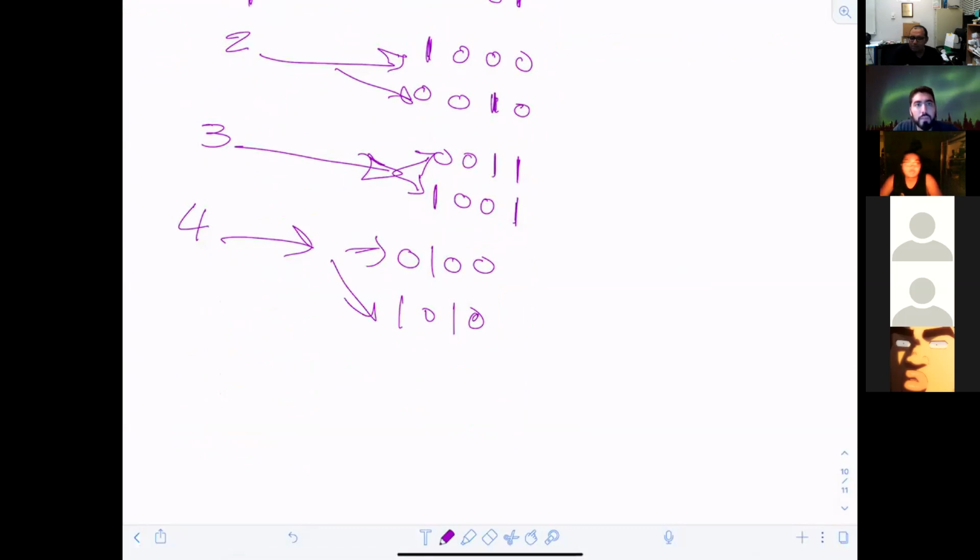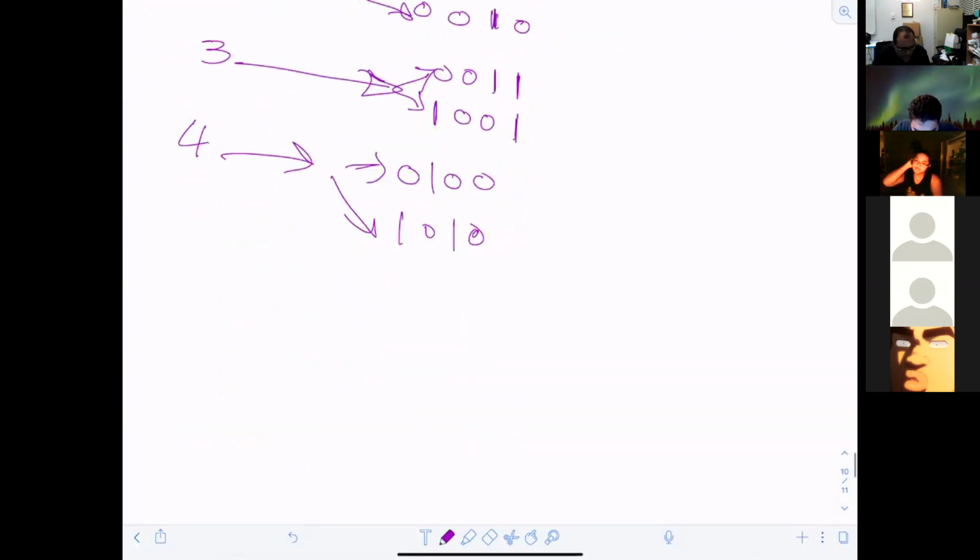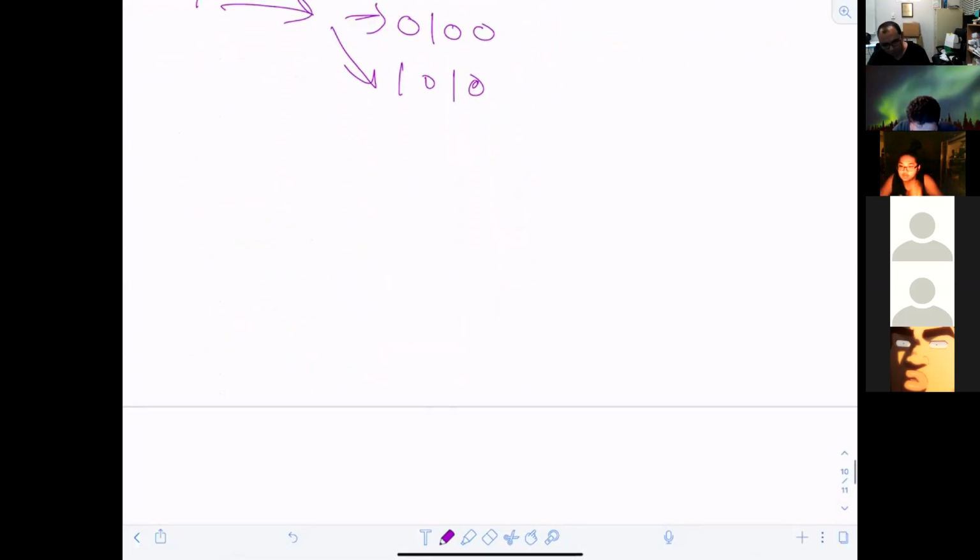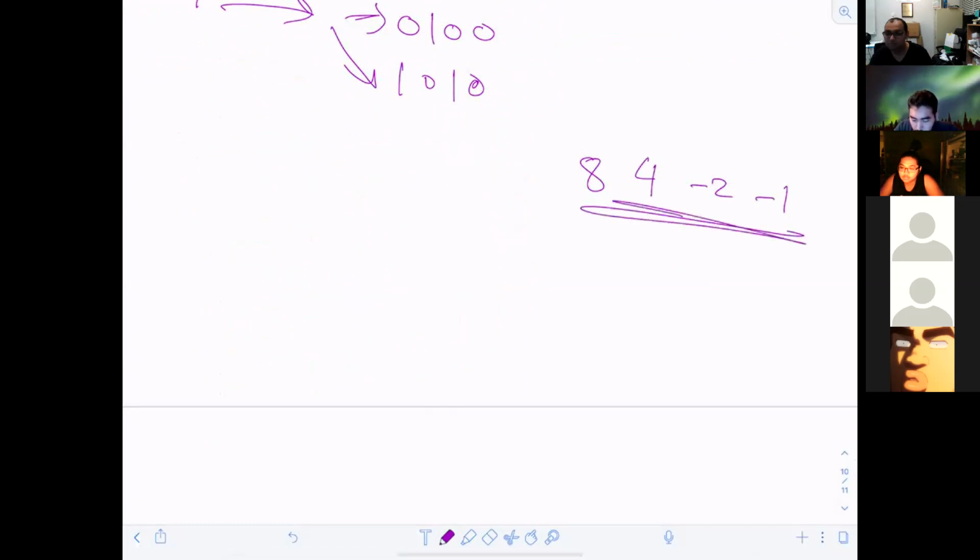There is another system. There is infinity. There is one system which is really weird though, which is called 8, 4, minus 2, minus 1. That's another system. But those are not popular. The popular ones are binary, hexadecimal, octal, BCDs, all of those. You know what I mean?